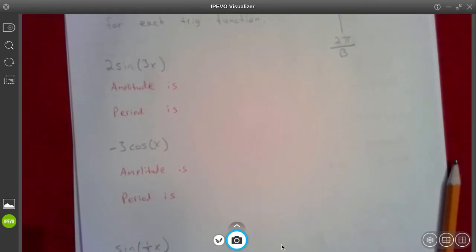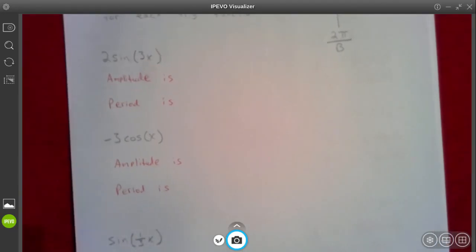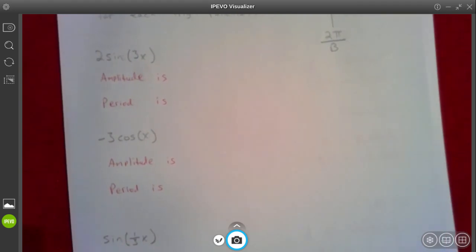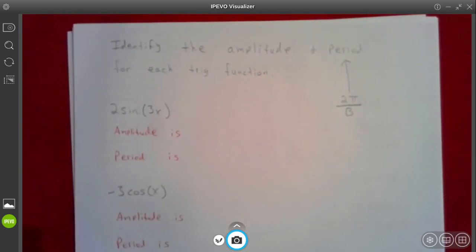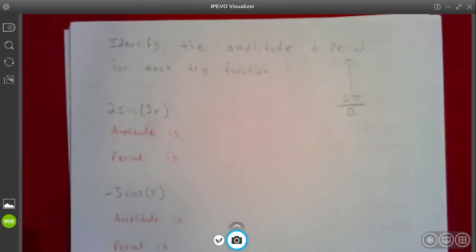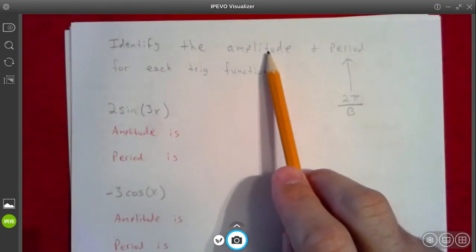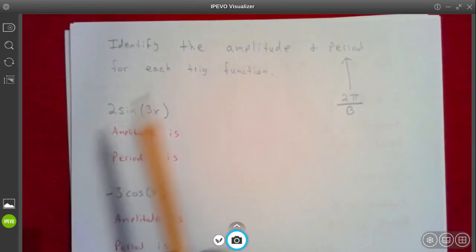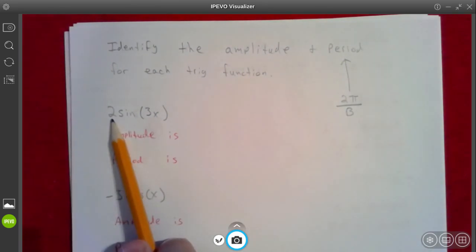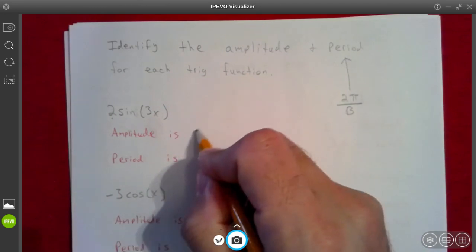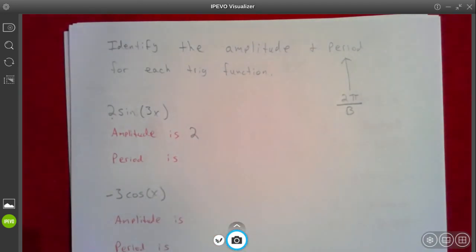All right, so I've got some trig functions here, and I just want to go through and quickly identify the amplitude and the period for each one of these. So the amplitude is just going to be this outside number right here. It's like our vertical stretch or compression number. So in this case, that's a 2.